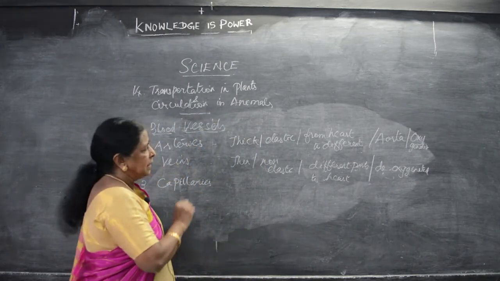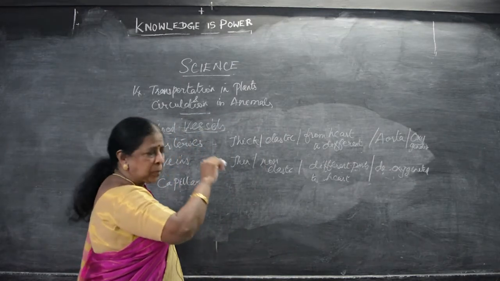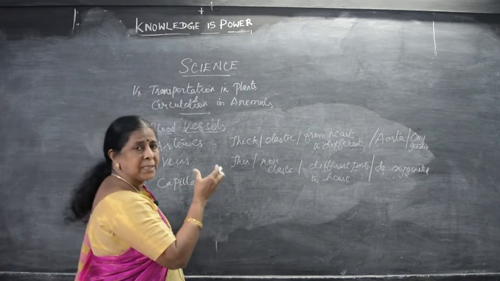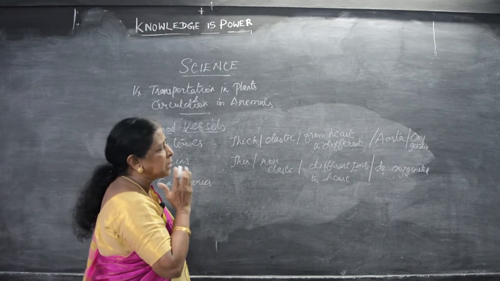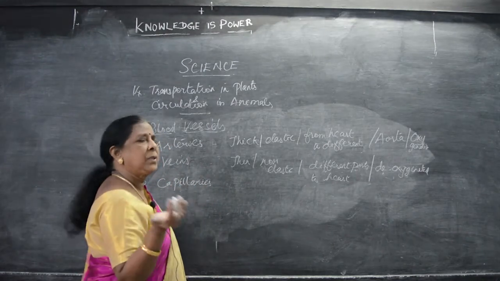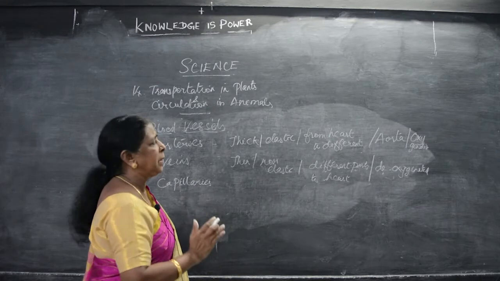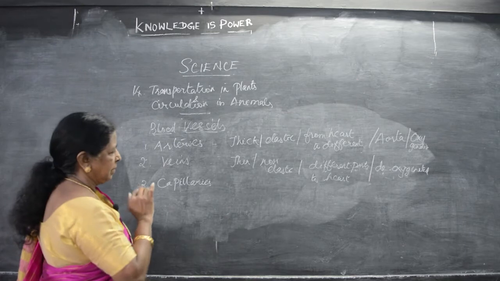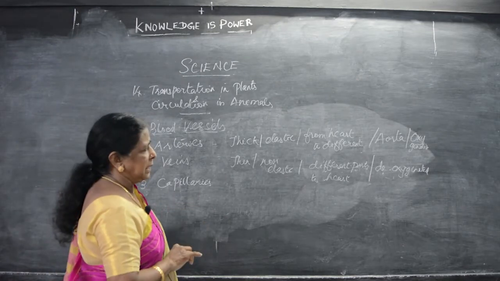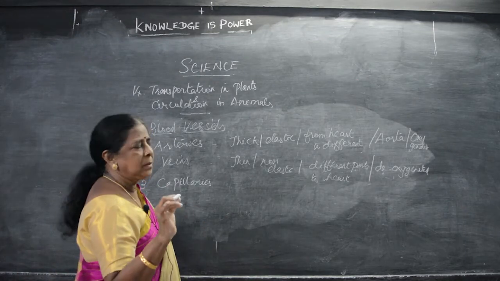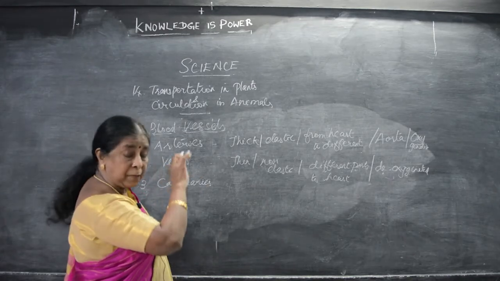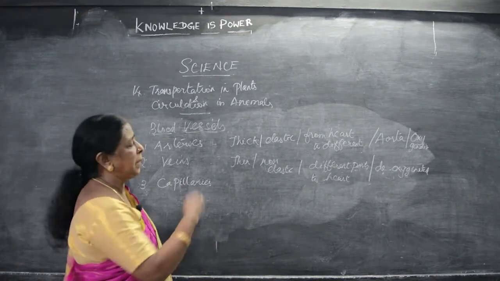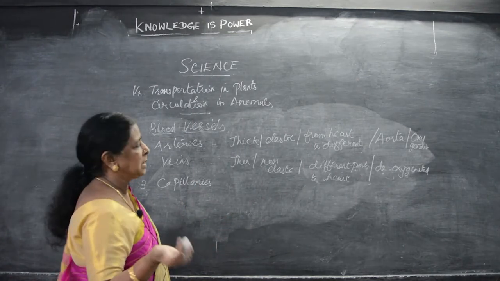So, arteries are thick and elastic, and they carry the blood from the heart to different parts of the body. Why is the blood carried from the heart? Because it supplies only oxygenated blood. So, even if the blood is impure, it goes to the heart, is purified, and then it is supplied to all parts of the body. Aorta is the largest artery. Veins are thin and non-elastic. They collect the blood from the different parts of the body and supply it to the heart because it is deoxygenated blood.